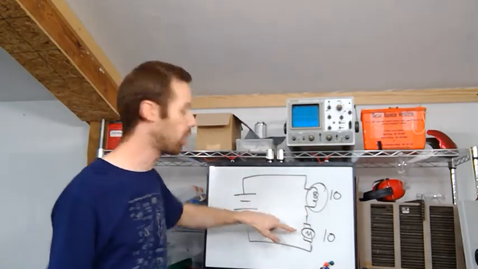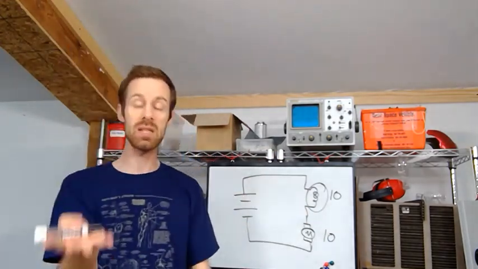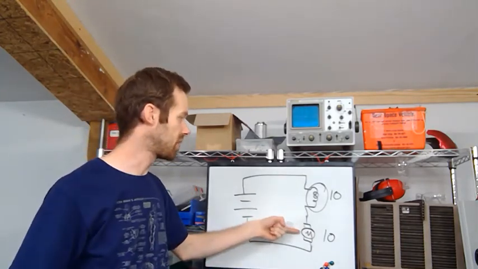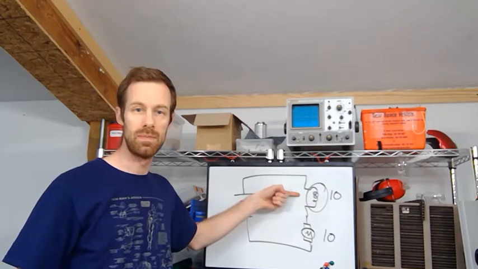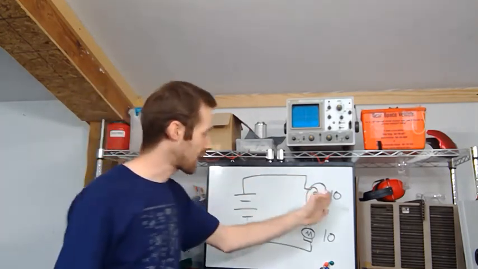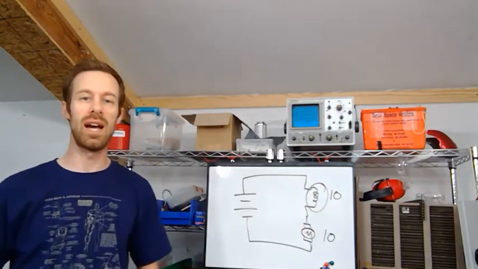But as that motor is now changing its resistance, we would see that as the resistance goes up, it would get more of the voltage, and the light would get less of the voltage. We only have a certain amount to put into the circuit in the first place, so it has to be split up between the load devices.